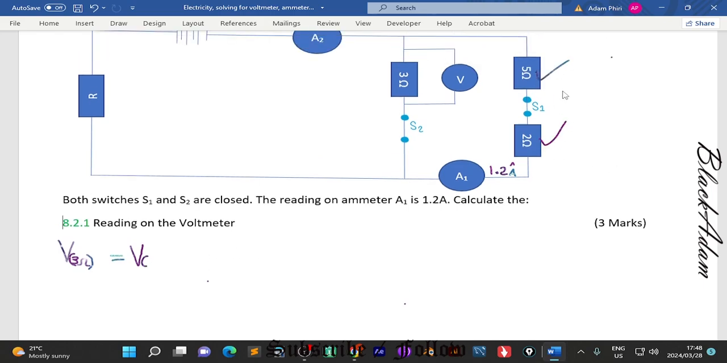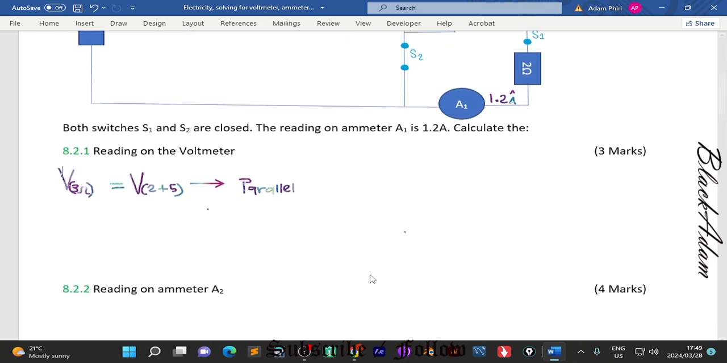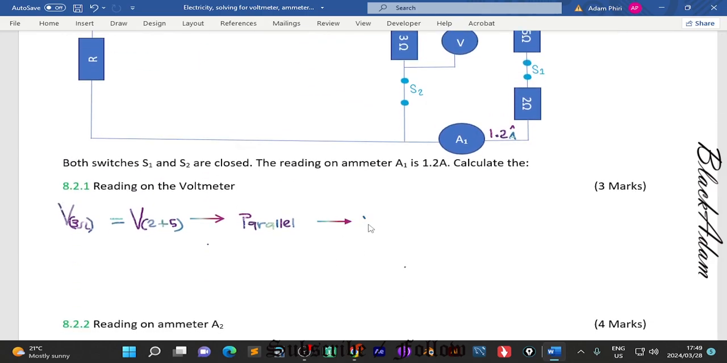So it's the voltage at the 3 ohm resistor, and it's equivalent to the voltage at the other side, which is parallel to it, the 2 plus 5. Because they're parallel, the voltage is the same. So you find that voltage. Voltage equals IR, and we have 1.2, and the total resistance is 7. So 1.2 times 7 is 8.4 volts. So that's the voltage at the 3 ohm resistor.